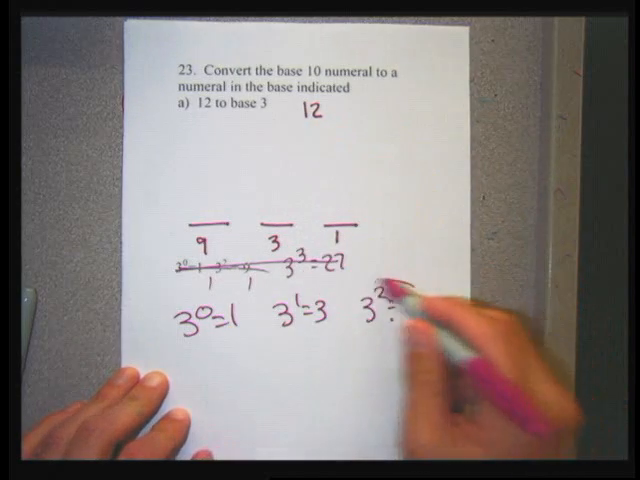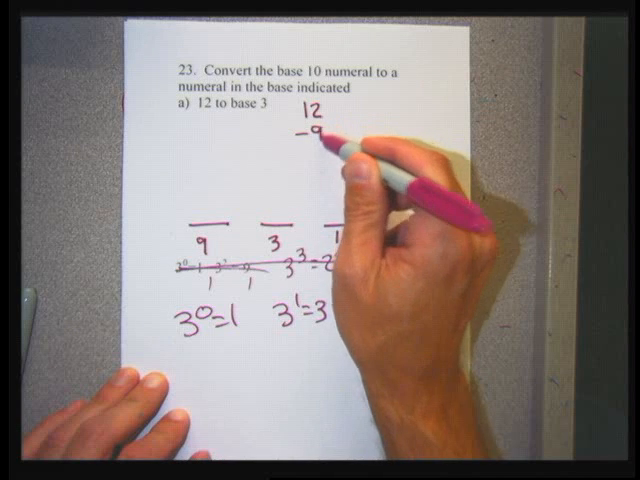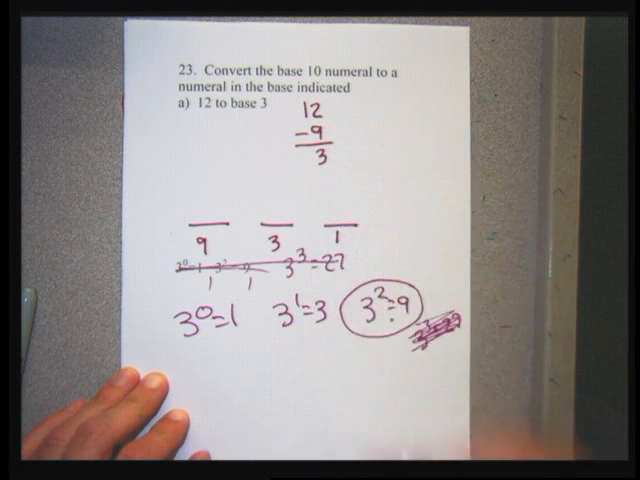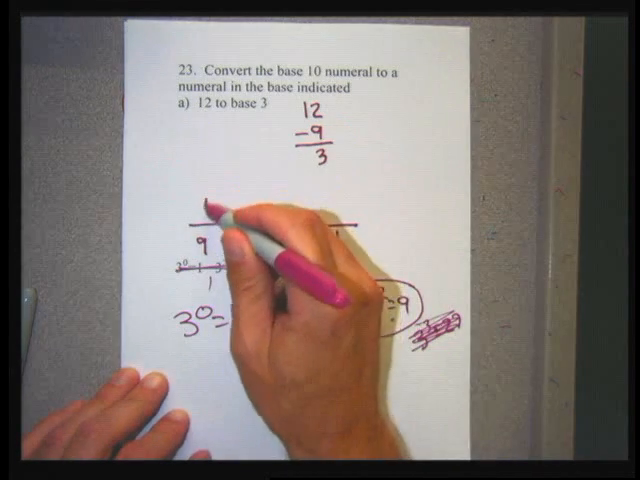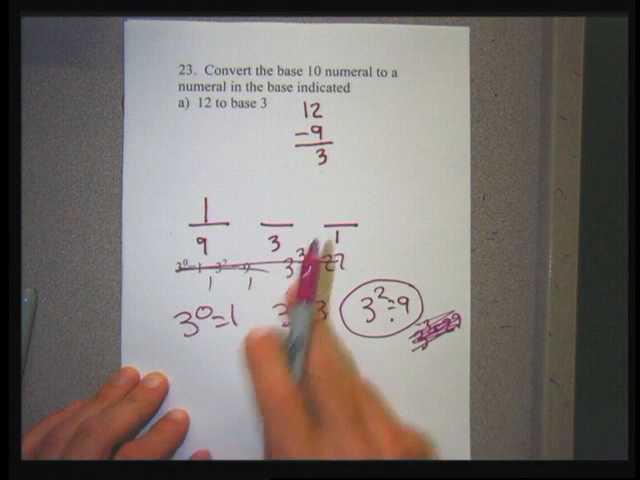I'm going to subtract the biggest power of 3 that's left in it as many times as I can without getting a negative. 12 minus 9 is 3. I've subtracted 1 time. If I subtract again, I'd get a negative. I was only able to subtract 9 1 time, so the first number in my answer base 3 is going to be a 1.